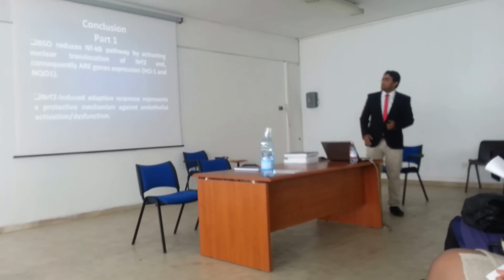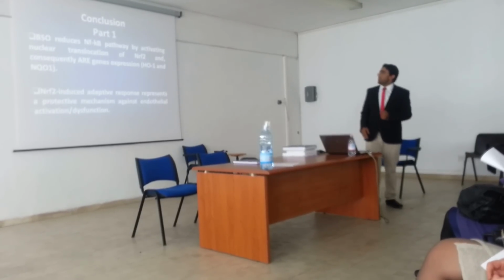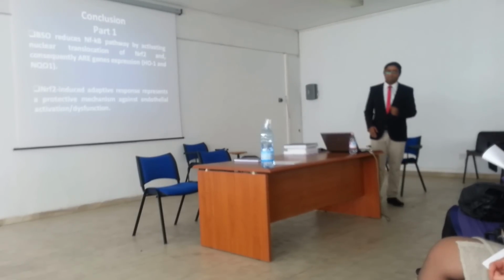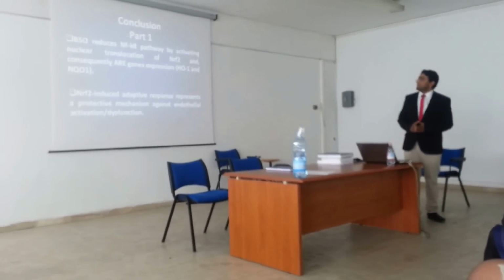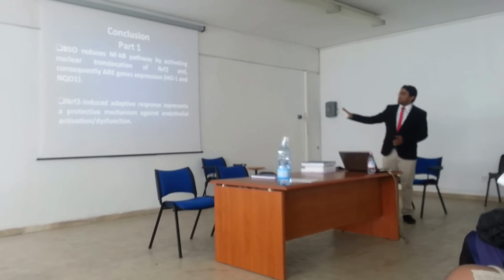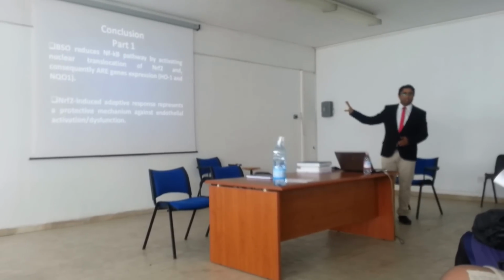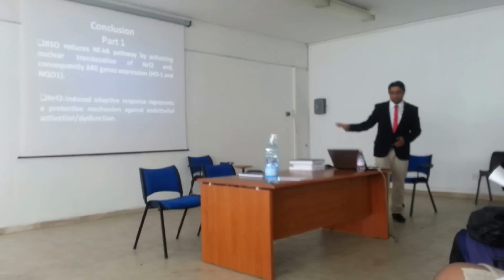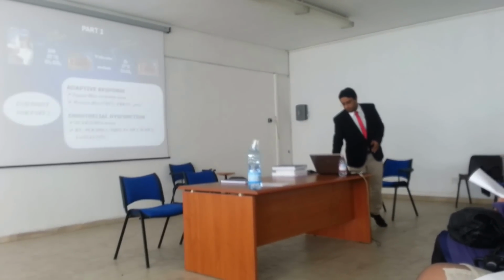So, to conclude the first part, BSO reduces the NF-kappa B pathway by activating nuclear translocation of NRF2 and by producing the cytoprotective ARE genes, HO1 and NQO1. And this induced adaptive response can protect the cells from endothelial dysfunction or from atherosclerosis. Like NRF2 is protecting from atherosclerosis.